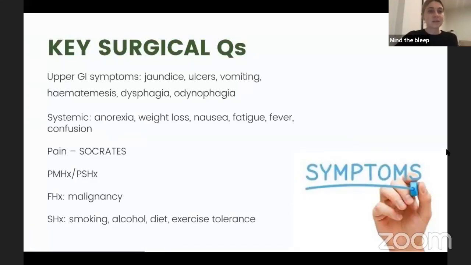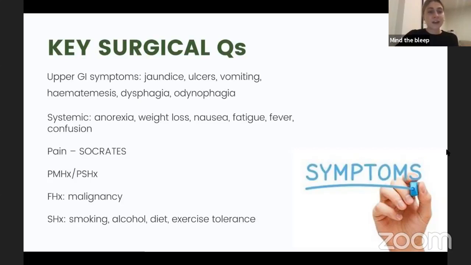So some of the symptoms, you did mention dysphagia, so difficulty in swallowing, odynophagia, that's pain on swallowing, hematemesis, so when the patients are bringing up blood through their mouth, vomiting, ulcers, so the indigestion will be the symptom of peptic ulcers. Also, the patients with upper GI symptoms might have jaundice, so they might have the yellowing of the sclera and of their skin.